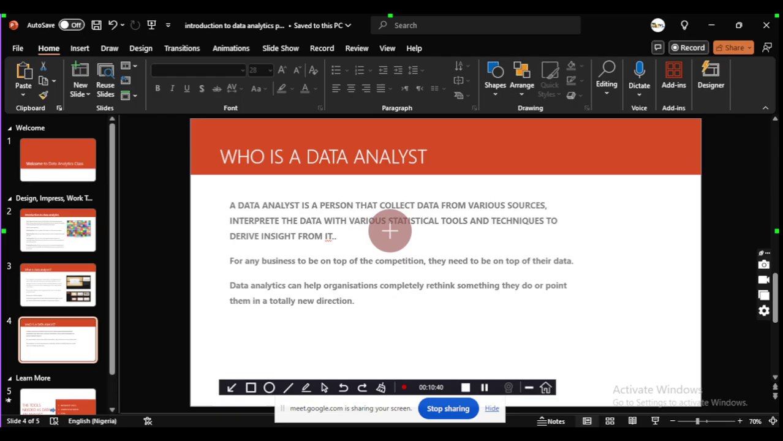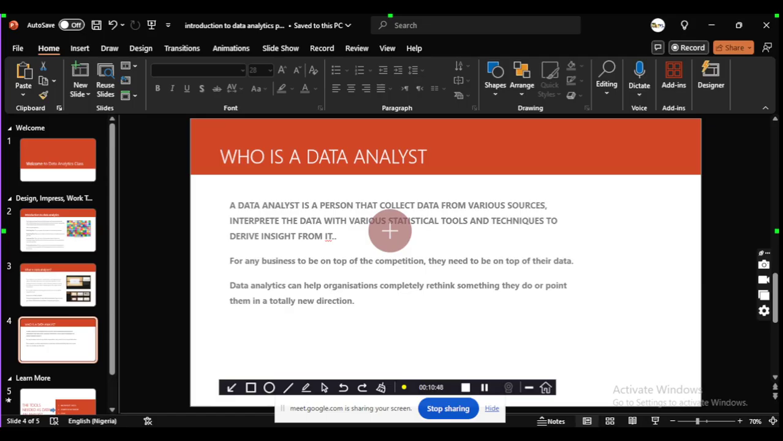So when I say for any business to be on top of the competition, they need to be on top of their data. So that is it. If you want to be on top of the competition, you must be on top of the data.